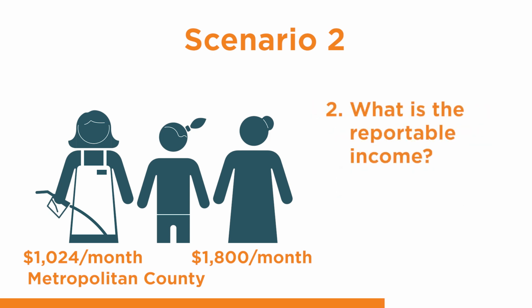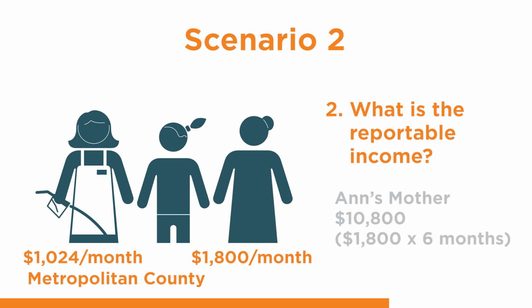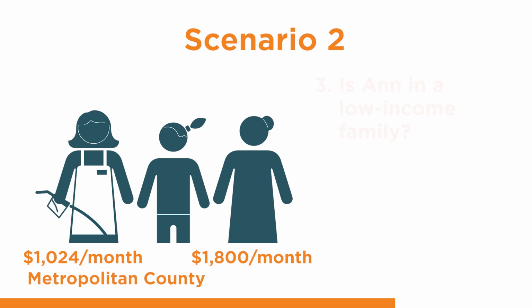2. What is the reportable income? Anne's mother. Anne's mother makes $1,800 per month. If you multiply that by 6, you get $10,800. The only reportable income is the mother's monthly earnings.